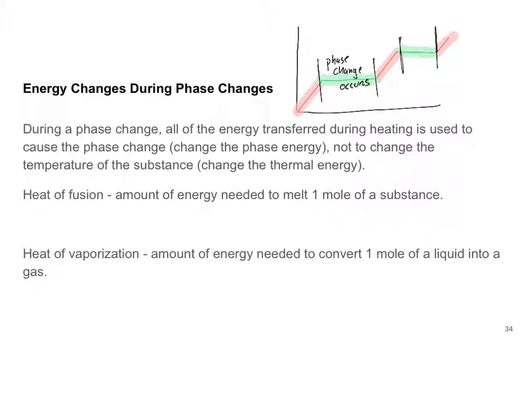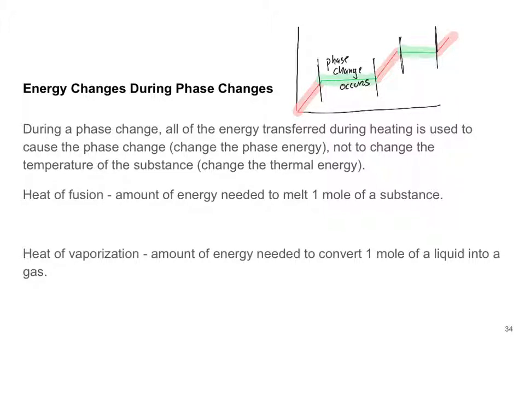So what that means is that if water is going to melt at 0 degrees Celsius, or it's going to freeze at 0 degrees Celsius, the temperature will be maintained at 0 degrees Celsius until all of the liquid water has become a solid. At that point, then the temperature of the solid water, ice, could continue to go down.